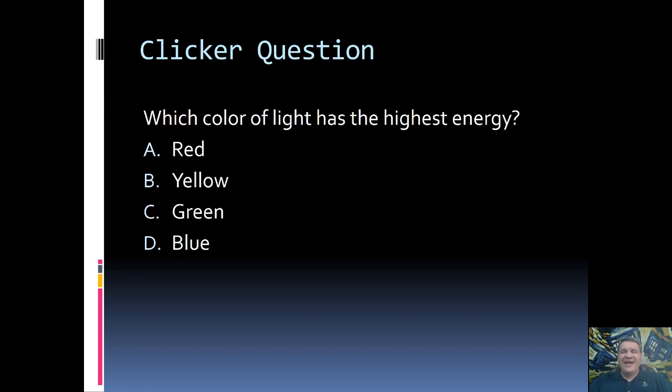So here's our first lecture quiz question. Which color of light has the highest energy? A, red; B, yellow; C, green; or D, blue? Go ahead and think about it, and we'll discuss in just a bit.